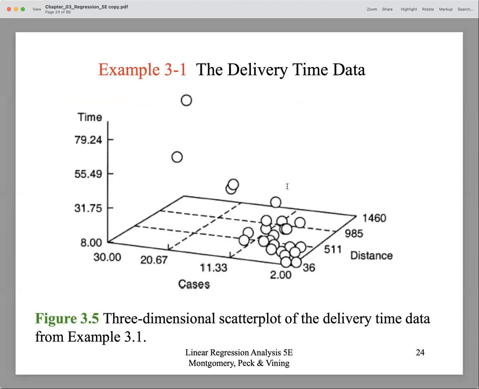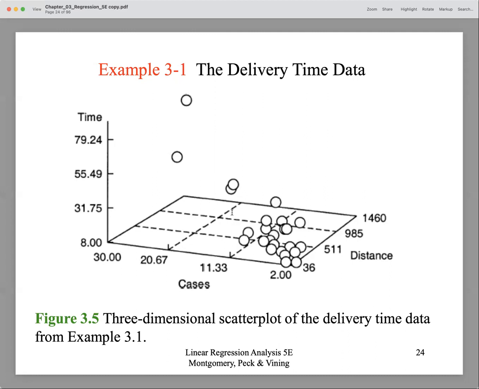Here is a 3-dimensional scatter plot of delivery time. We see here that we've got delivery time on the vertical axis, we have the number of cases, which is x1, on this axis, and then we have the distance traveled or distance walked on that axis. You can see here, to a certain extent, that there does appear to be an increasing trend as cases increases, and also as distance increases, the delivery time appears to increase.